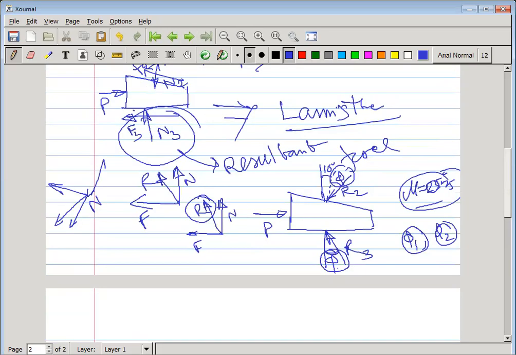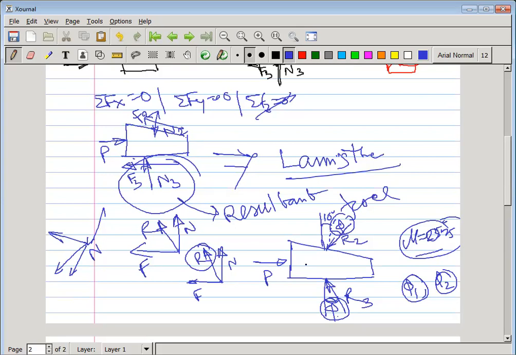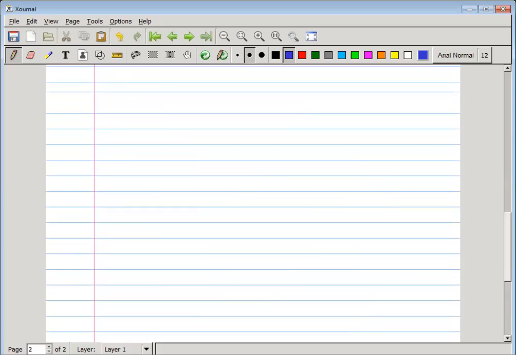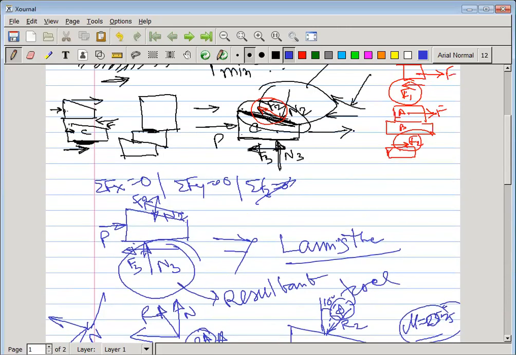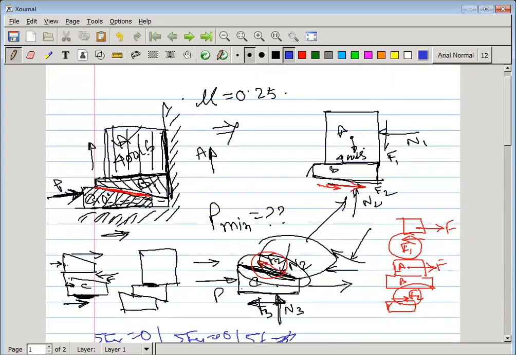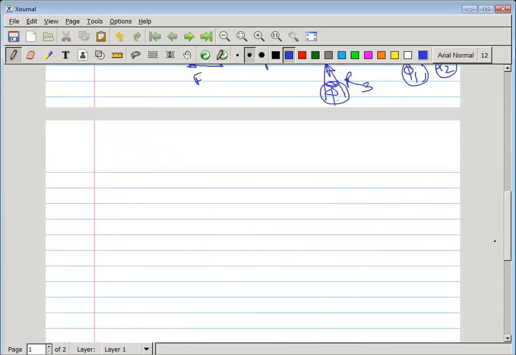So now this is the block for block C. For blocks A and B, just see here: these are the normal force and the friction force. So we can also convert them into a resultant force system, right? To convert it into the resultant force system, what we have to do is simply draw this one.